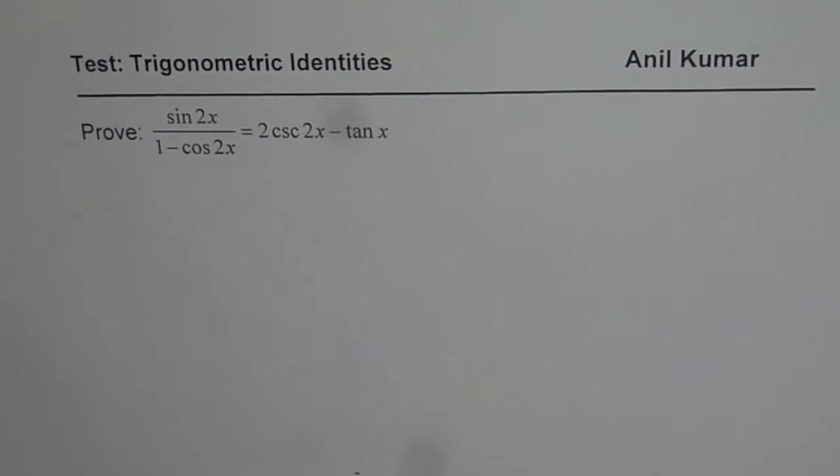I'm Anil Kumar, and here is a test problem for our students on trigonometric identities. The question is, prove sin 2x divided by 1 minus cos 2x is equal to 2 cosec 2x minus tan x. You can pause the video, answer, and then look into my suggestion.